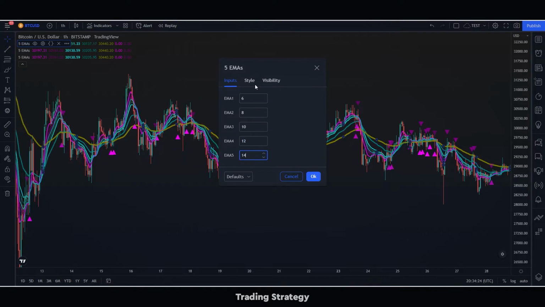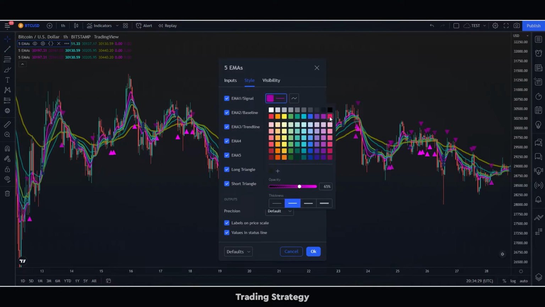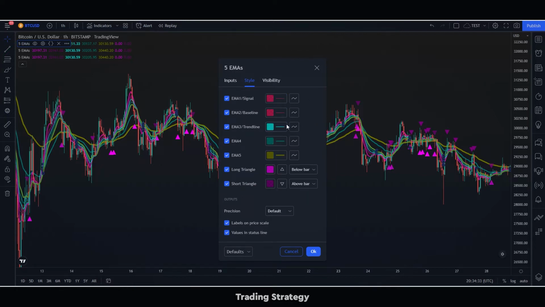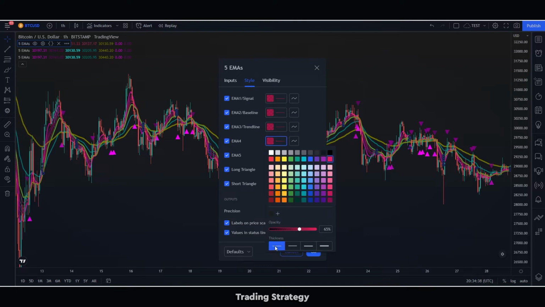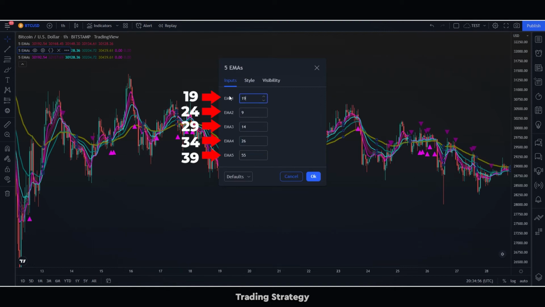We will change the color of all the EMAs to pink, and we will leave the thickness to a minimum. We will also deactivate these triangles that the indicator brings. The next group of EMAs, we will put them with the following periods: 19, 24, 29, 34, and 39.